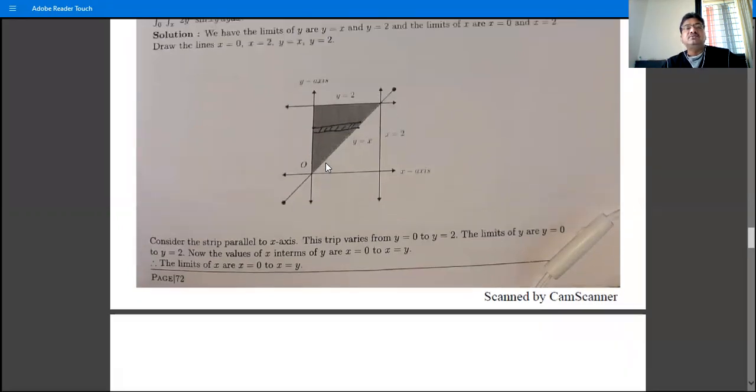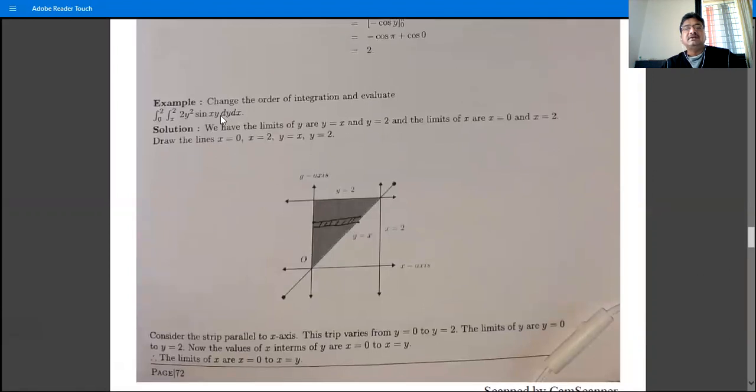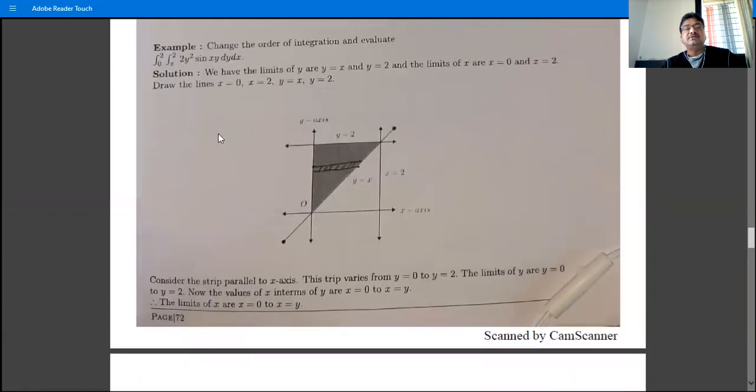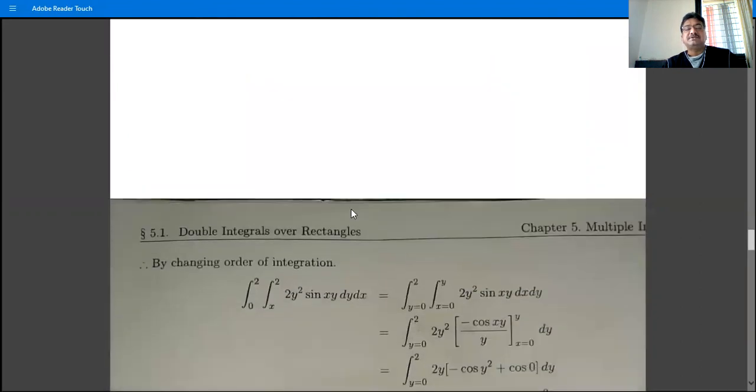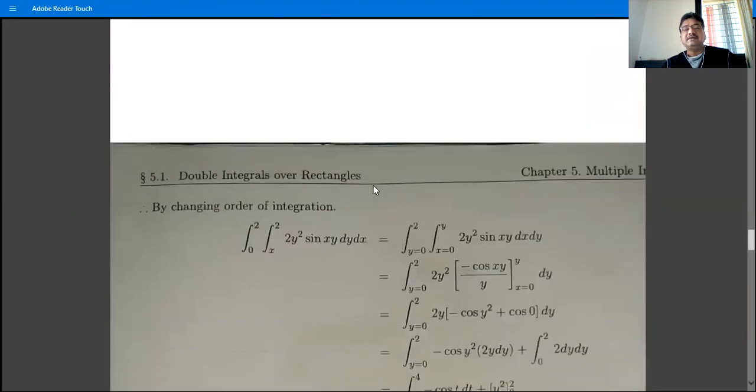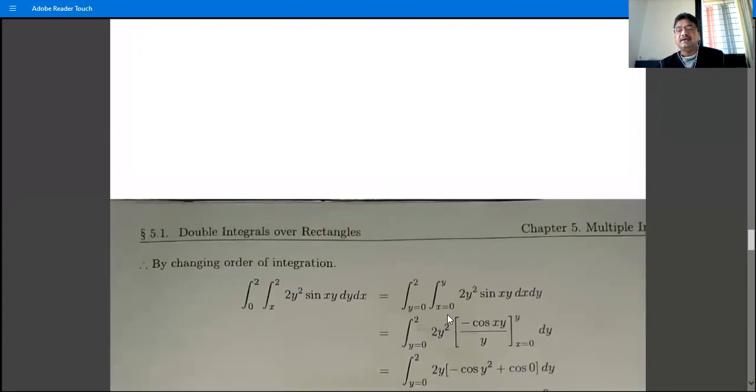And now we have to change the order. Here it is with respect to y first; we have to integrate with respect to x first. That's why take a strip parallel to the x axis. So the given integration is equal to the double integration, with integrand 2y square sine of x into y, dx dy instead of dy dx. That is, integration is with respect to x first, then with respect to y second, and then the limits of x are what.